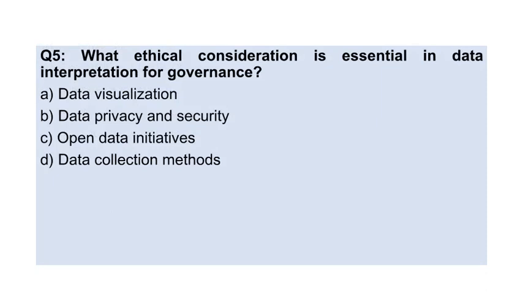Question 5 is, what ethical consideration is essential in data interpretation for governance? A. Data visualization. B. Data privacy and security. C. Open data initiatives. D. Data collection methods. Correct answer is B. Data privacy and security.